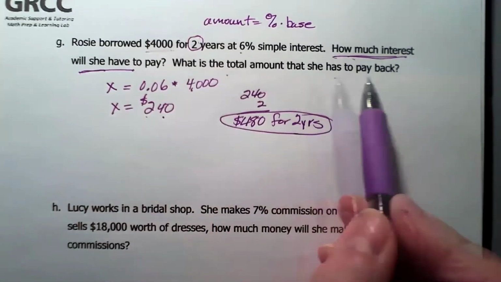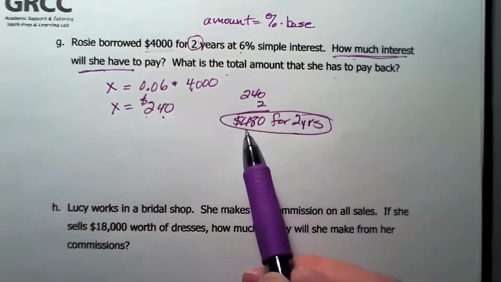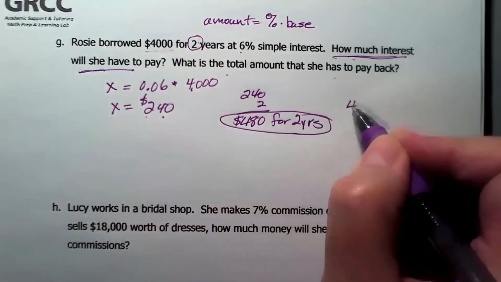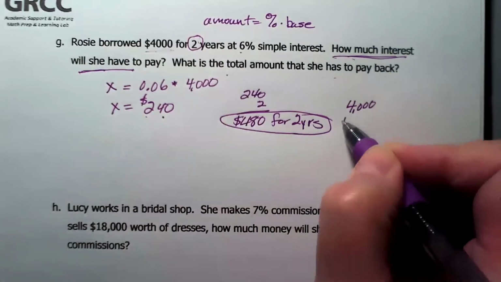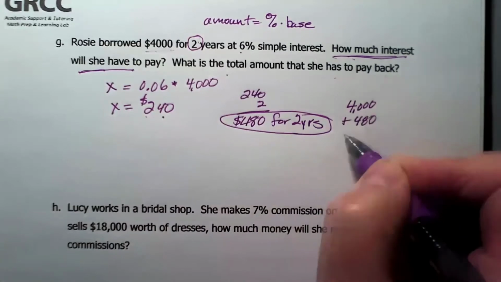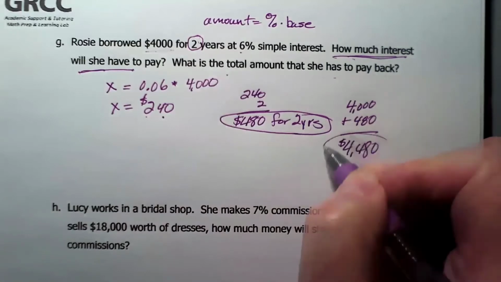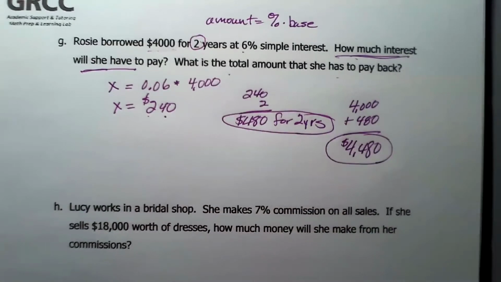What's the total amount that she has to pay back? Well, she's not going to pay back just the interest. She borrowed that amount of money. She's going to have to pay back the $4,000 plus the interest. So she's going to pay back $4,480. Okay.